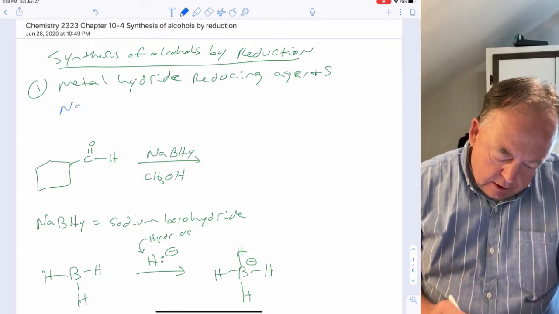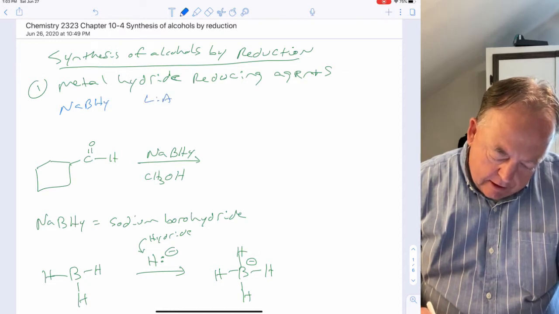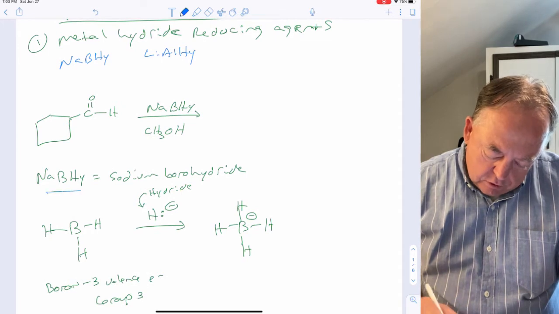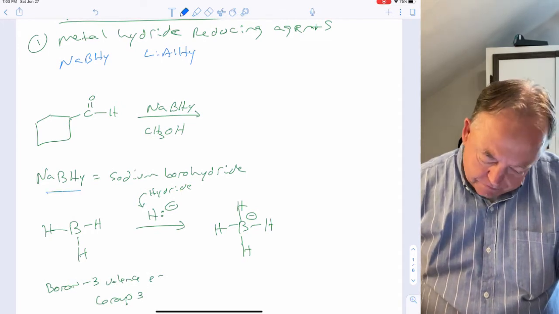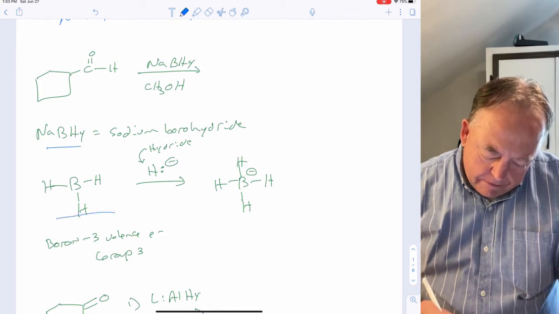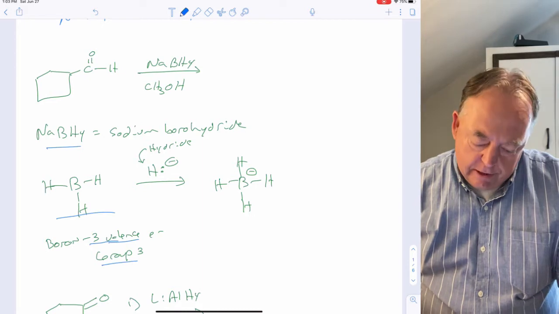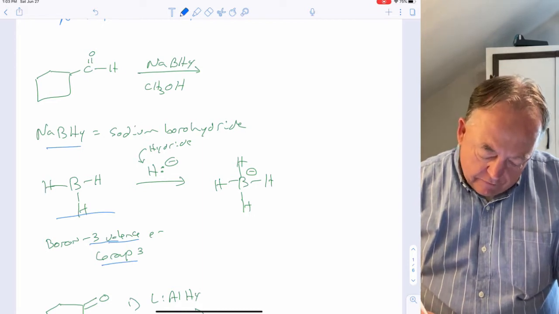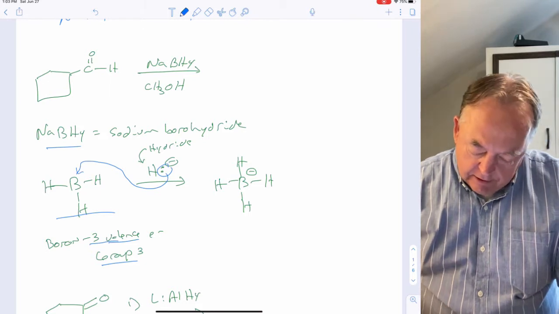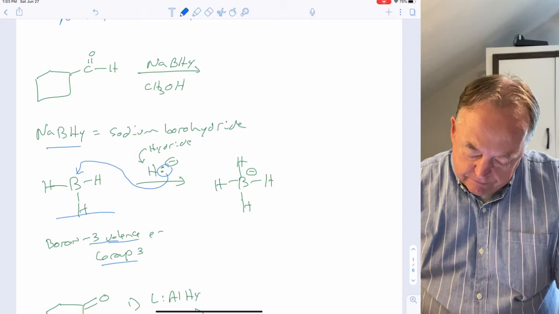So we'll look at NaBH4 and we'll look at LiAlH4. NaBH4 is what's called sodium borohydride. BH3 is boron. Boron only has 3 valence electrons, right? It's in group 3 of the periodic table. So if you take BH3 and add H minus to it, then you would have BH4 minus, borohydride.